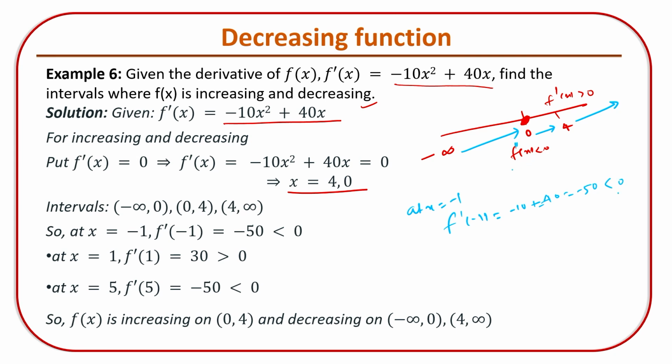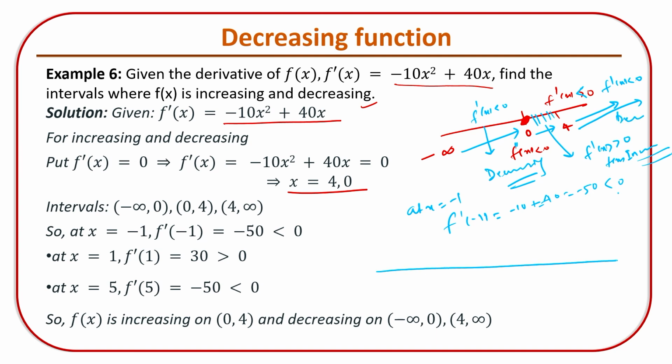So f'(x) is less than 0 in this interval, therefore this function is a decreasing function where x is from minus infinity to 0. Now similarly you can check for x equal to 1, it is going to be positive. So f'(x) is greater than 0, so f(x) is an increasing function from 0 to 4. And from 4 to infinity, f'(x) is less than 0, therefore it is a decreasing function.